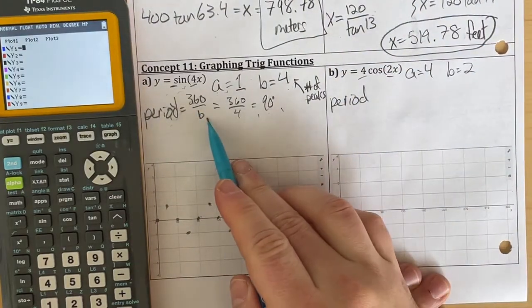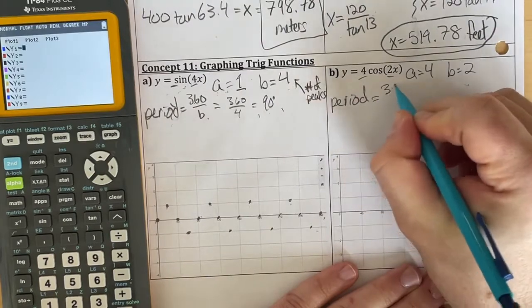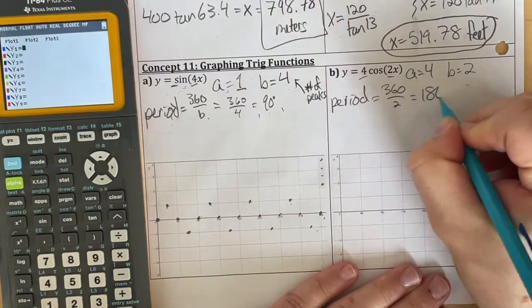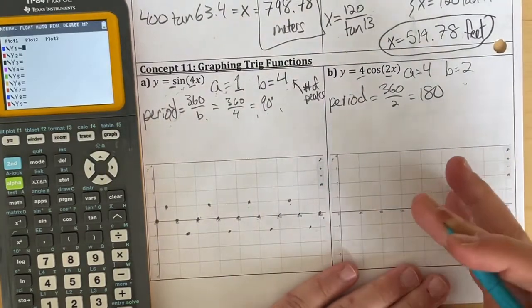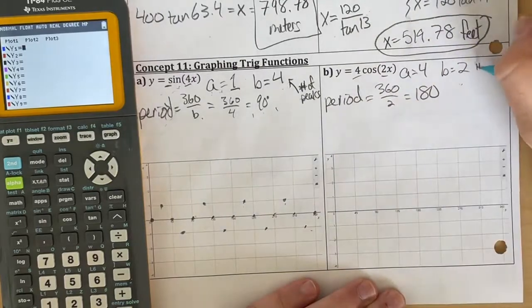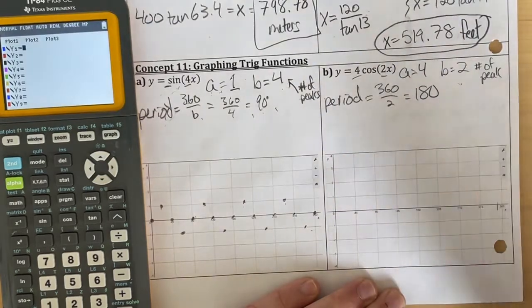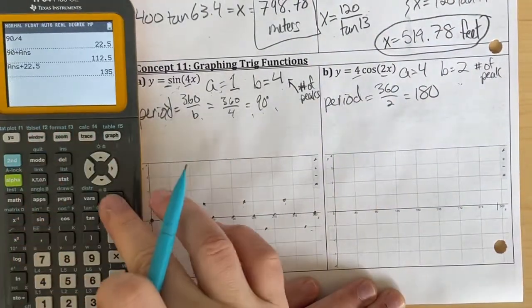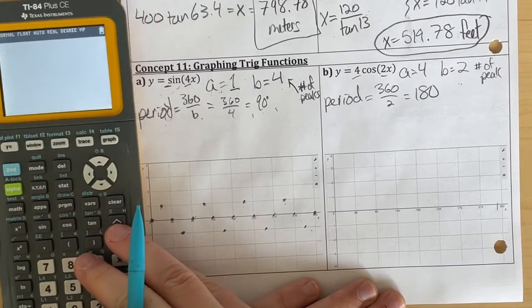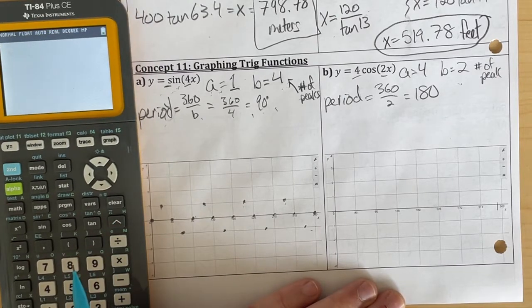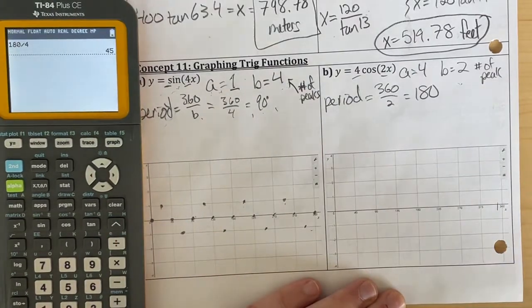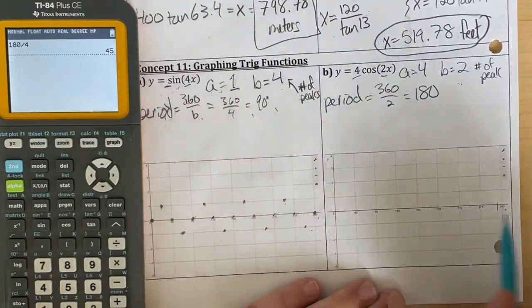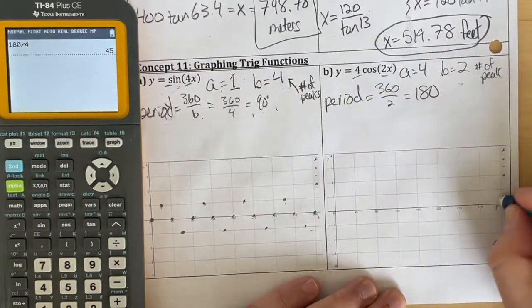is still 360 divided by B. But for this one, we're going to say it's 360 divided by 2, which is 180. So that means from 0 to 180, we have those 5 points. And that also means our number of peaks is 2. So from 0 to 360, we have 2 peaks. All right. So if you're wondering where those 4 points are going to be, I have 180 divided by 4 to get those values. So that means every 45 degrees on our x-axis, I'm going to plot another point.